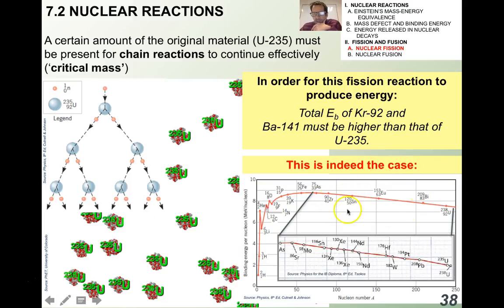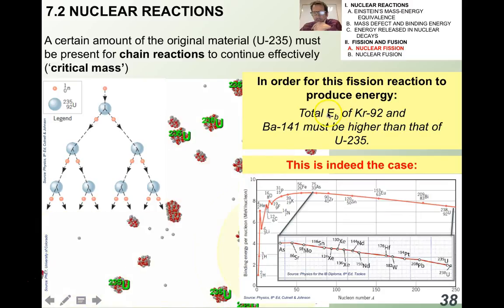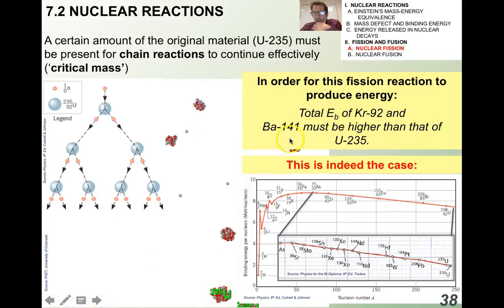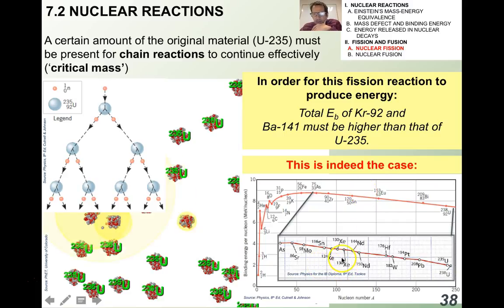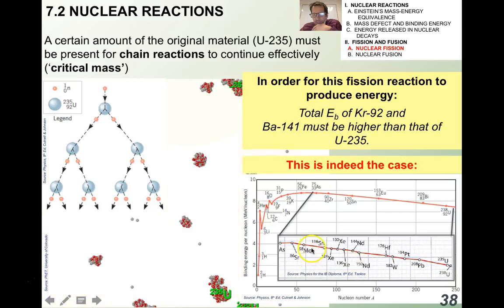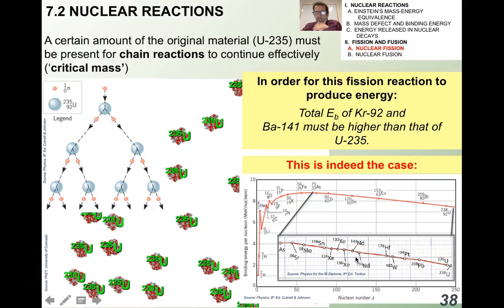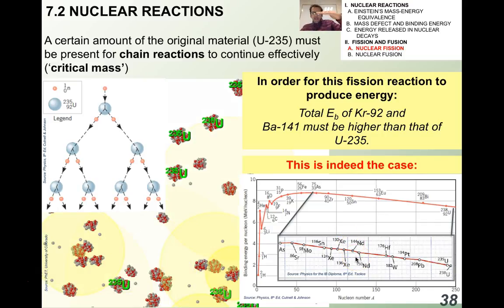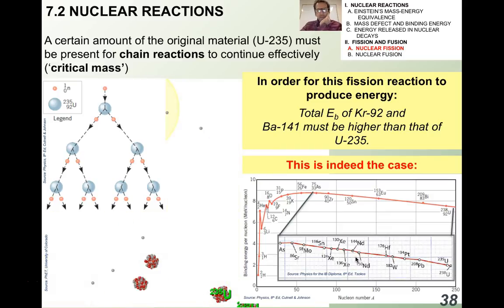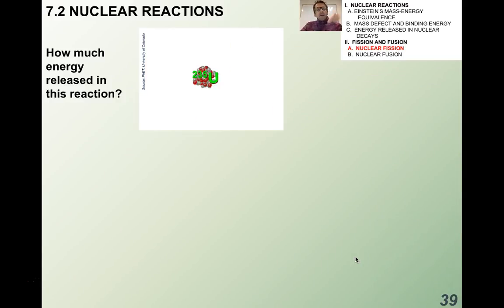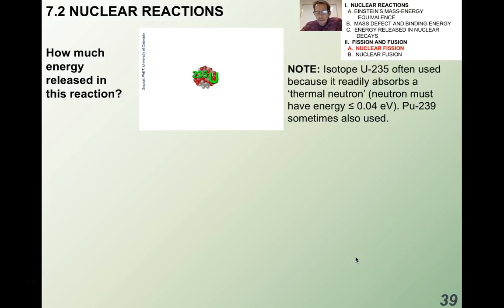So zooming in on this part of the binding energy curve, you see that Kr-92 and Ba-141 are higher than uranium-235, okay? Let's see, where are they here? Kr-92, it's going to be somewhere in here, and then Ba-141 is right in here, okay? All right, so you see that that's indeed the case. The higher binding, meaning it's higher on the y-axis in our binding energy curve, okay? Now, exactly how much energy is released in this reaction, okay?